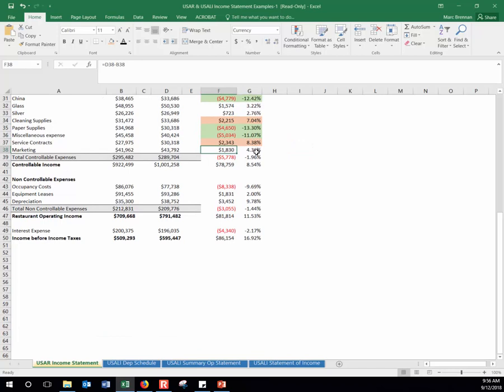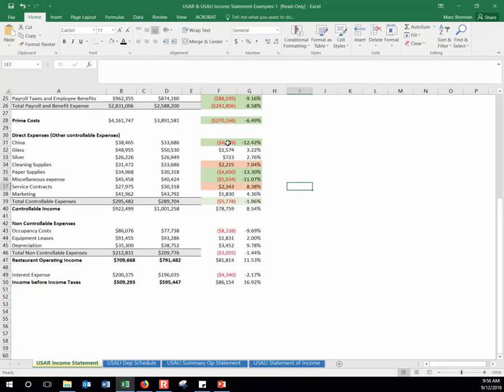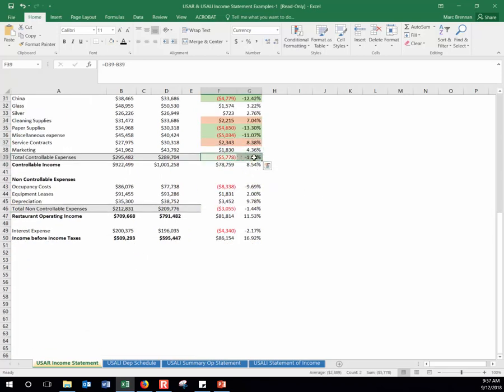And then we would do the same for our marketing. We would look at everything. Overall, total controllable expenses, overall, we're doing good. Now, we could be doing even better. So if we take a look at our china and silver, what other red items do we have? Cleaning supplies went up by a lot. Service contracts went up by a lot. So this is great. We could be doing better.